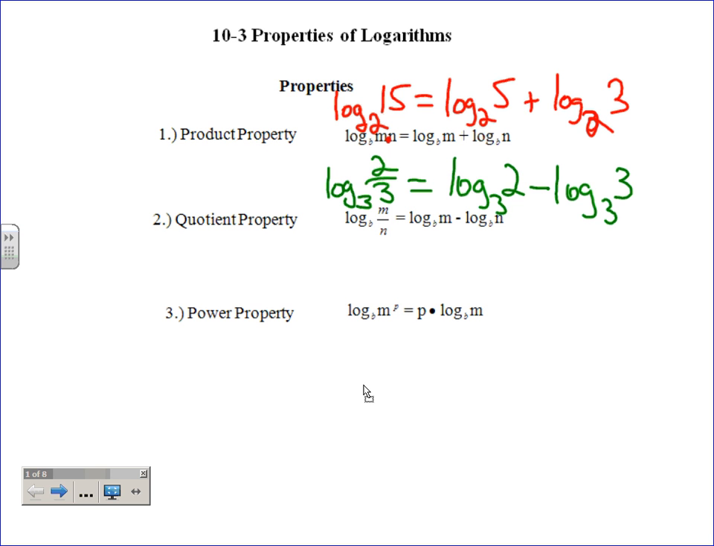This last one also going to save you a lot of time. It's log base b of m to the p. So b stands for base, p stands for power. Right? And all that really happens is this p is allowed, if you want, to go out front. This p can go out front, or this p that is out front can go up on the power.